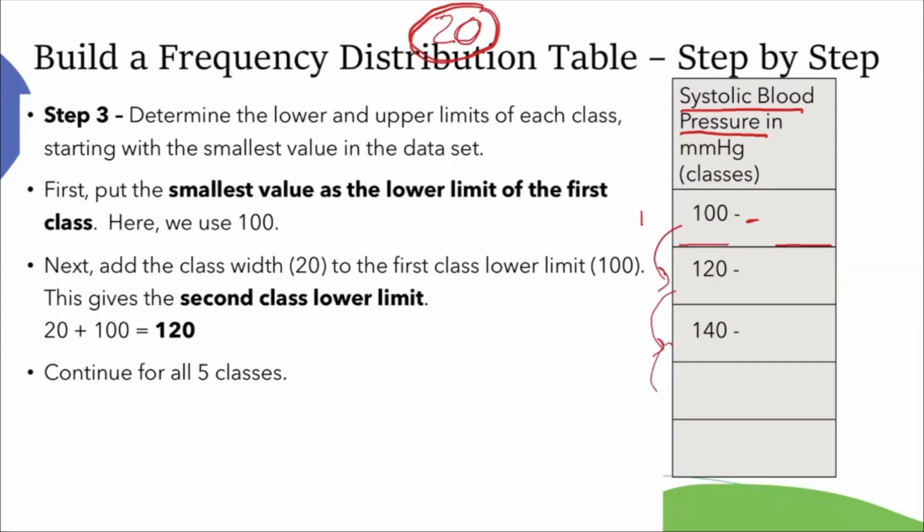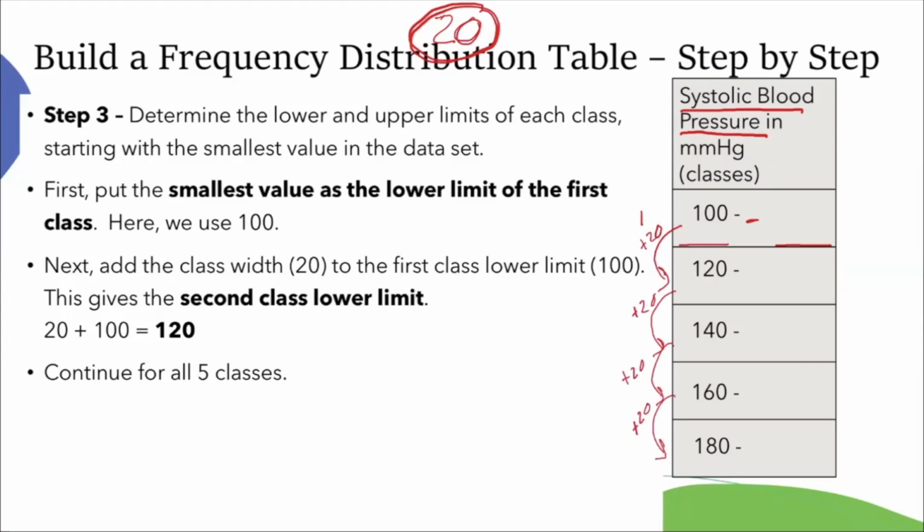We'll add 20 again and get the lower limit of the fourth class, 160. We'll add 20 again and get the lower limit of the fifth class, 180. So I just added the class width each time, and I was able to populate all the lower limits of each of these 5 classes.